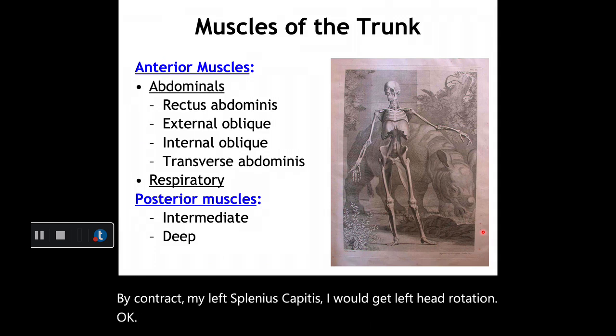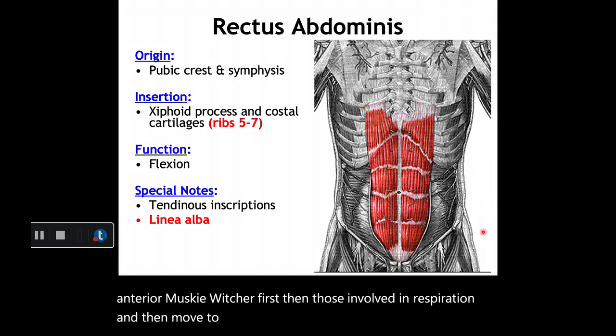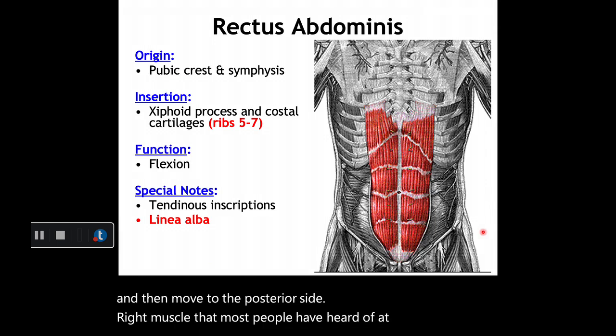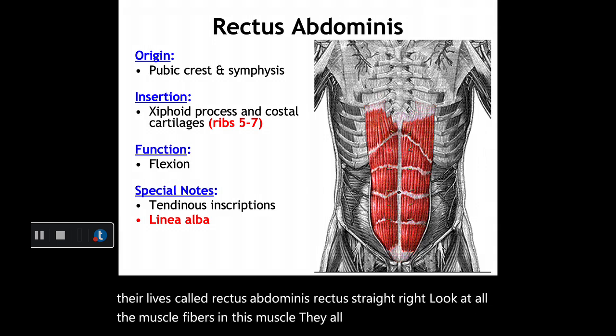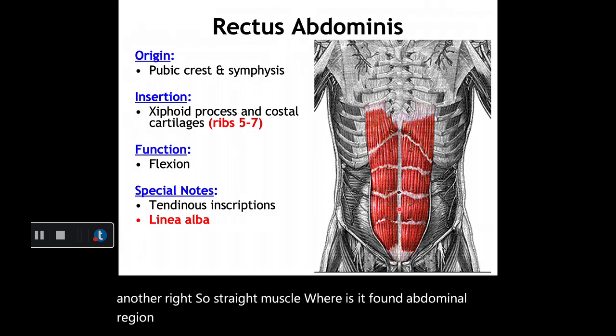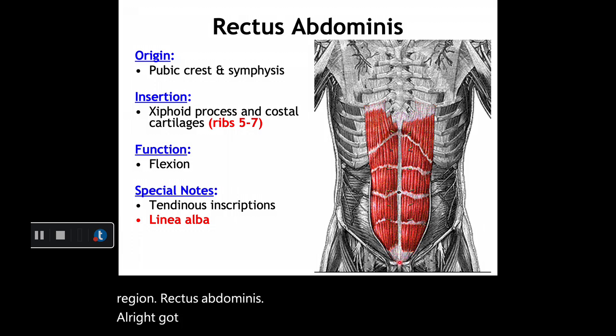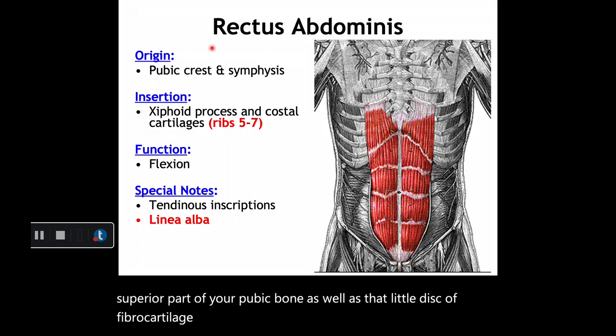Moving on to muscles of the trunk. We'll identify, again, the anterior musculature first, then those involved in respiration, and then move to the posterior side. All right, a muscle that most people have heard of at some point in their lives, called rectus abdominis. Rectus, straight, right? Look at all the muscle fibers in this muscle. They're all parallel to one another, right? So straight muscle, where's it found? Abdominal region, rectus abdominis. Right, it's got its origin down here from the pubic crest, like the superior part of your pubic bone, as well as that little disc of fibrocartilage that connects them, called the pubic symphysis.